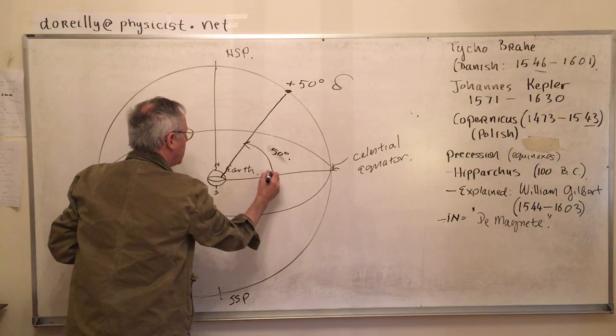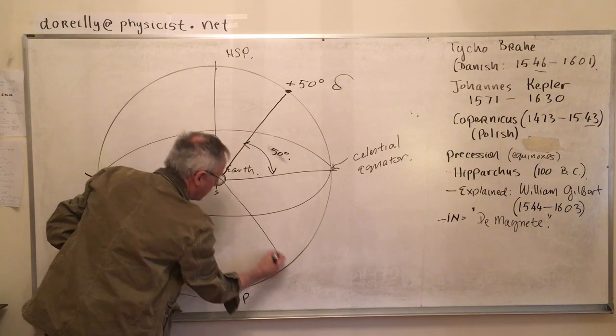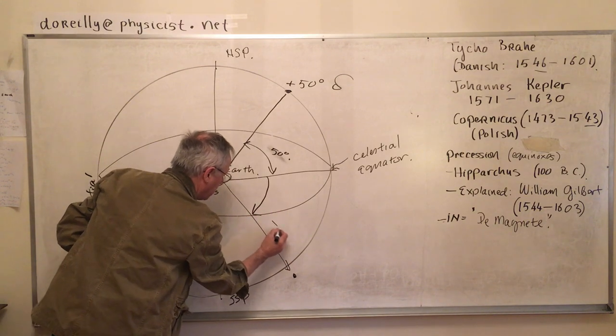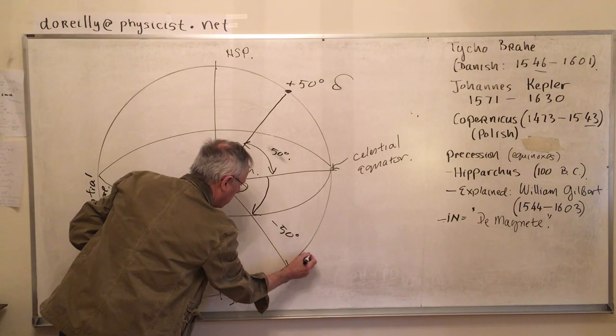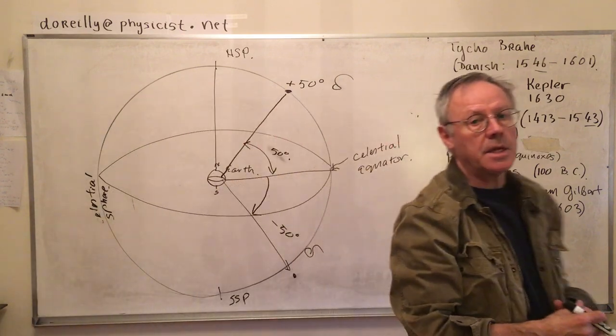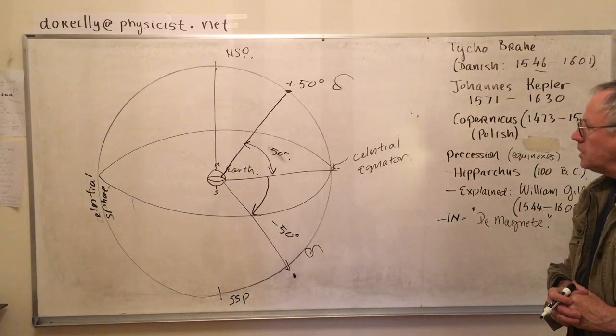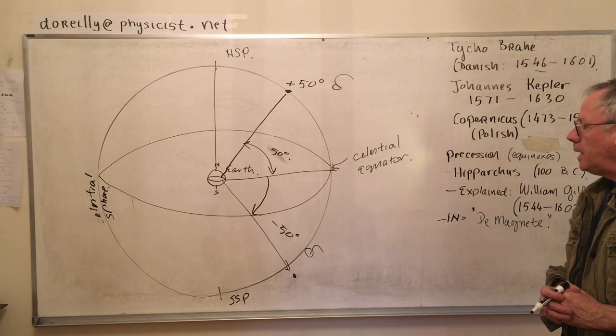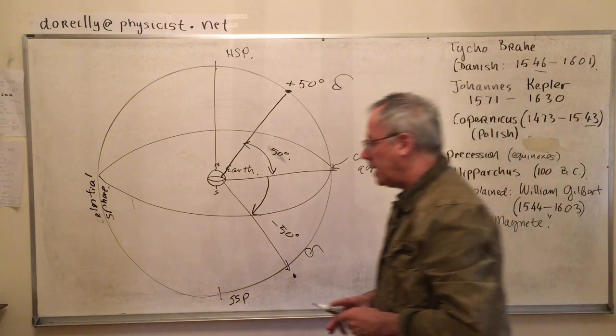Okay, that's the angle of declination, but of course you could have a star down here. Below the celestial equator, we give it a negative sign, right? Okay, so that's roughly speaking what the angle of declination is like. Let's get rid of that diagram and look at right ascension.